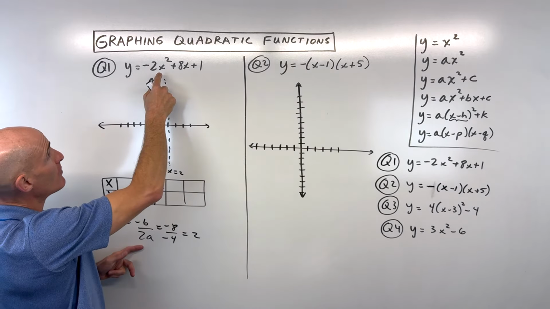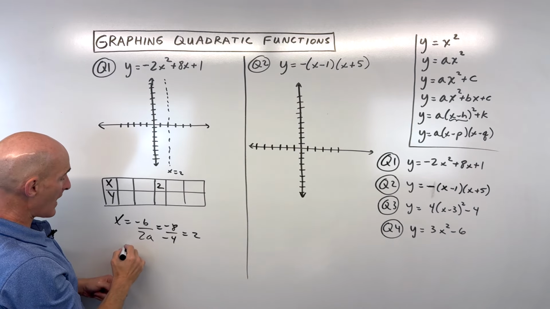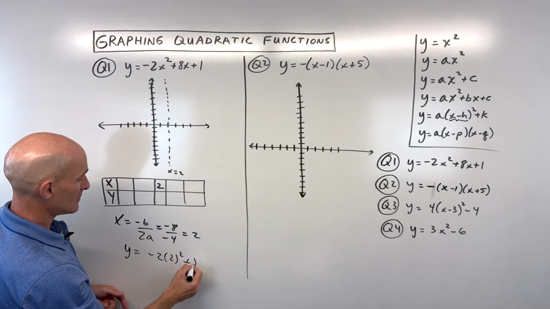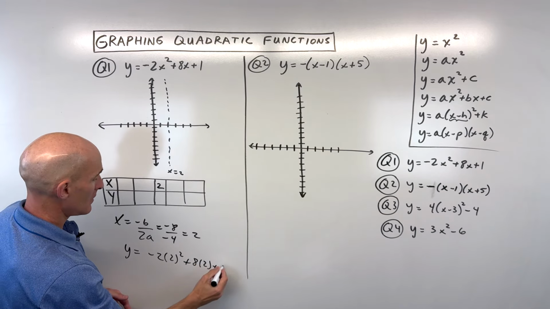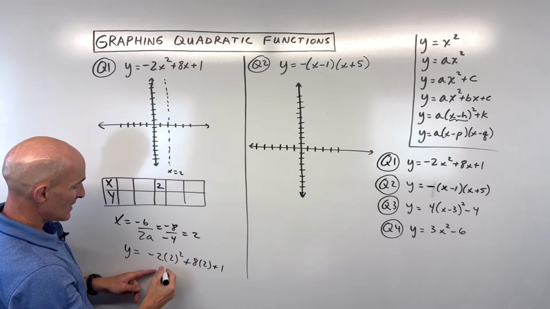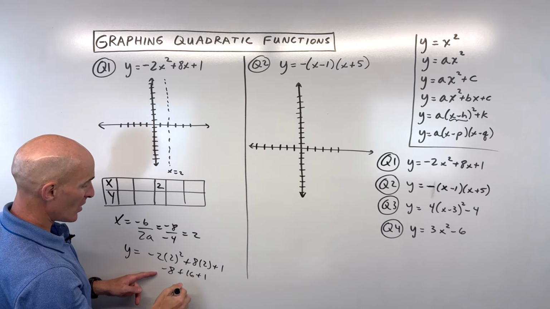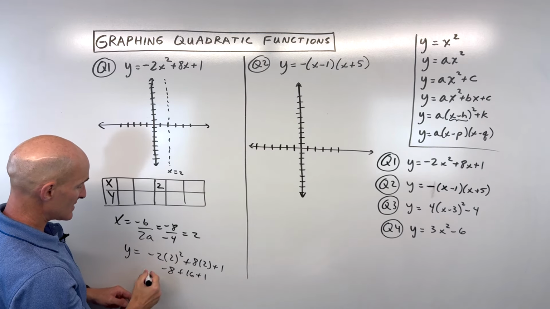And by plugging the 2 back in for x, I can find the y-coordinate of the vertex. So let's go ahead and do that. So 2 squared is 4, times negative 2 is negative 8. Remember the PEMDAS, plus 16 plus 1. That's positive 8 plus 1 is 9.